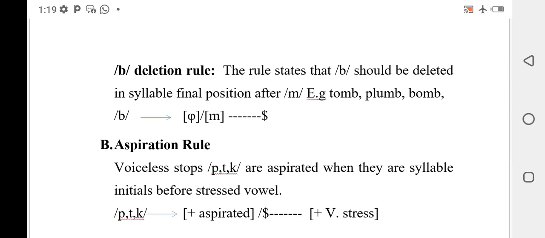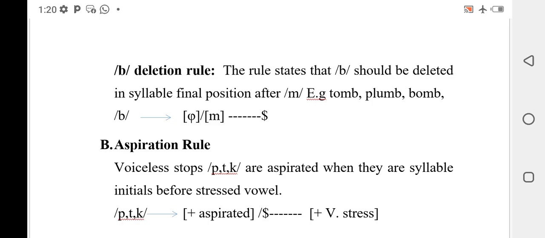So this slash could be called "after", or it could represent "in the environment of". B becomes deleted after M when it occurs at the syllable final position. You see how syllable final position is represented now. Dots or dashes and then the dollar sign is the syllable final position. But if it is the dollar sign and then dashes, it is the syllable initial position. Okay, so that is the deletion rule.